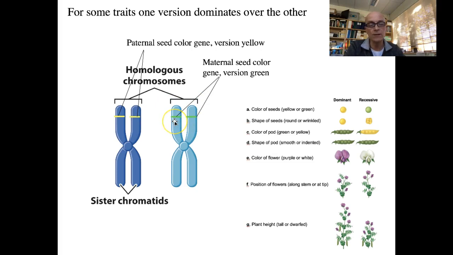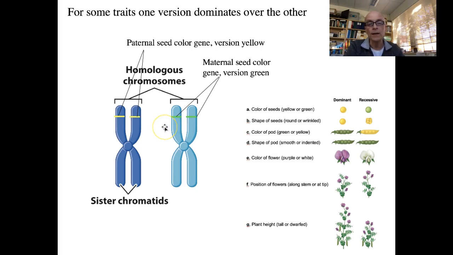But in this example, what I have here is this particular gene, denoted with this green line. That is the maternal seed color gene in the version green, so that would be the recessive version here. And here is the same gene on the paternal chromosome, and that is the version yellow. So here might be an organism that has these two chromosomes, and one of the chromosomes carries the allele for green, and the other one carries the allele for yellow.